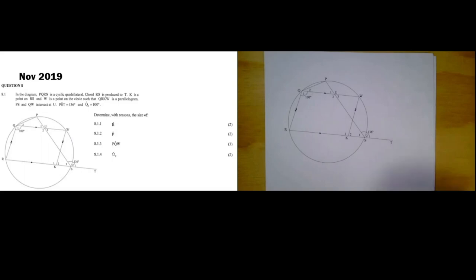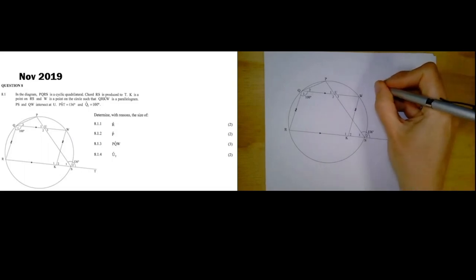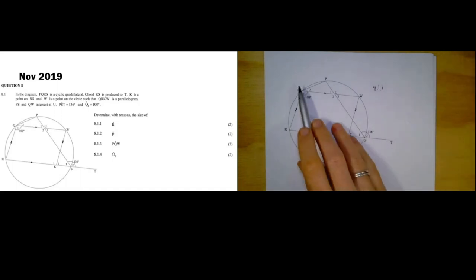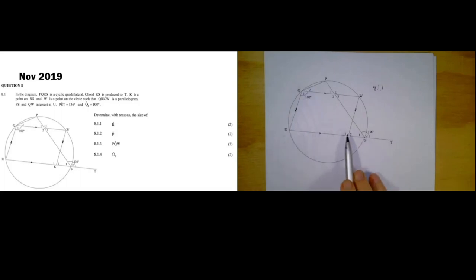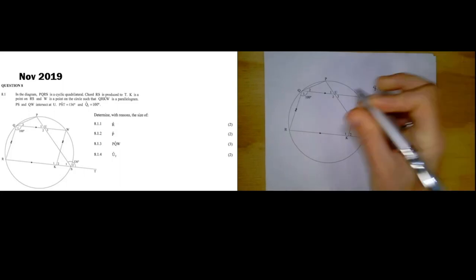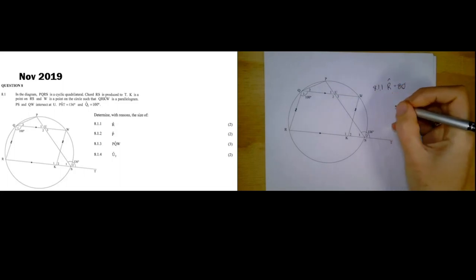Our first question, 8.1.1. They're asking me the size of angle R. Angle R is over there. Remember they said that QRKW is a parallelogram. So we can get angle R very easily. Angle R is 80 degrees. Why? They are co-interior angles.